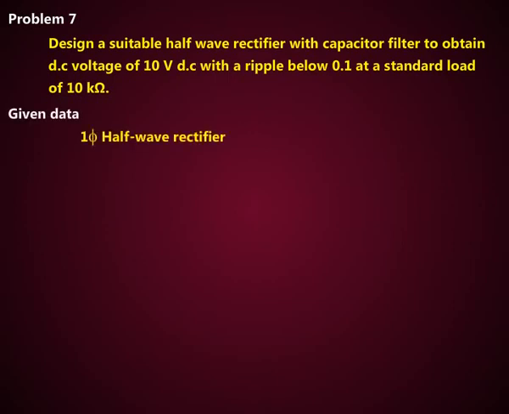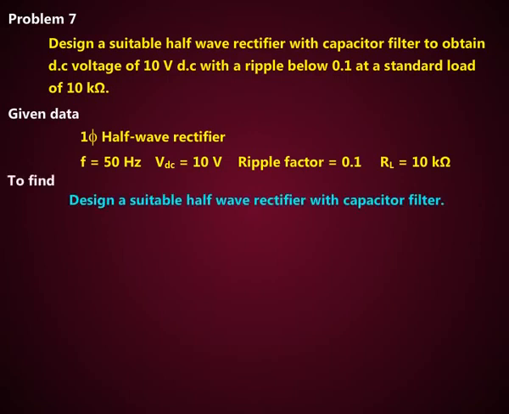Given data, for a single-phase half-wave rectifier, F is equal to 50 Hz. DC voltage V DC is equal to 10 volts. Ripple factor is equal to 0.1. Load resistance RL is equal to 10 kilo ohms. To find, design a suitable half-wave rectifier with capacitor filter.